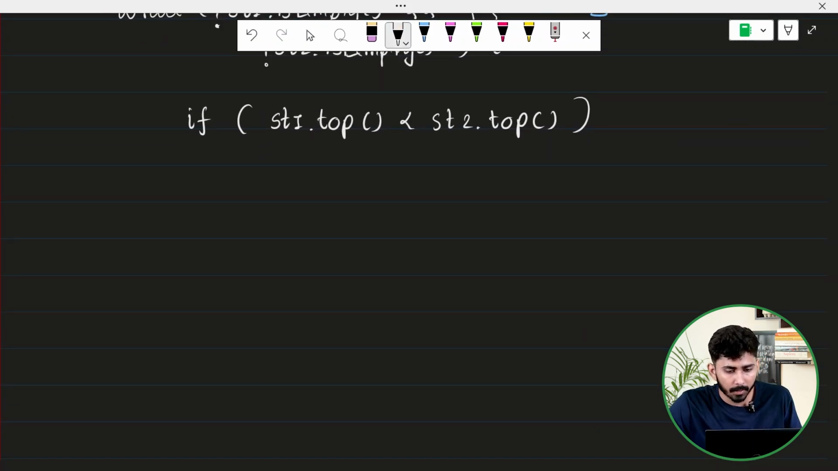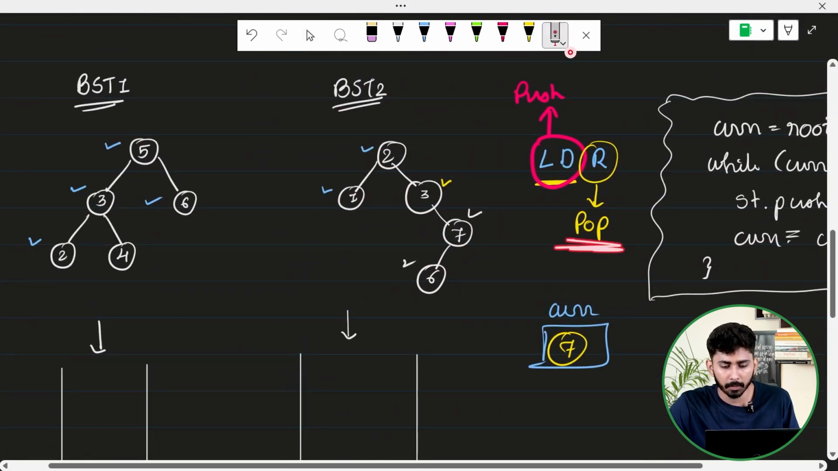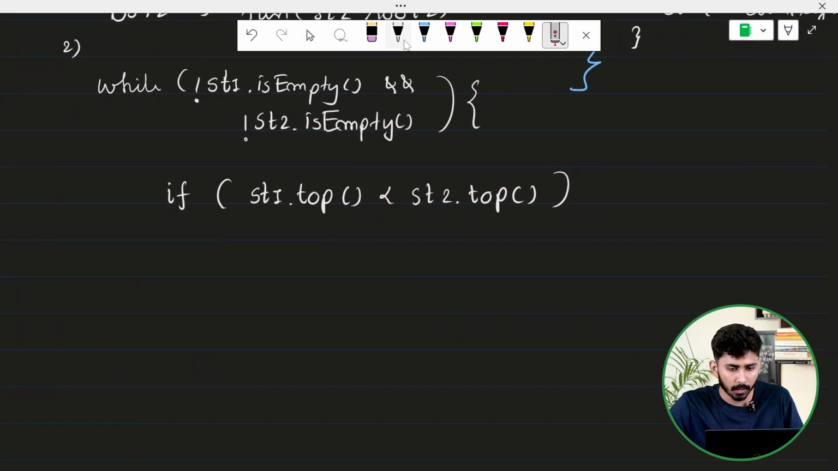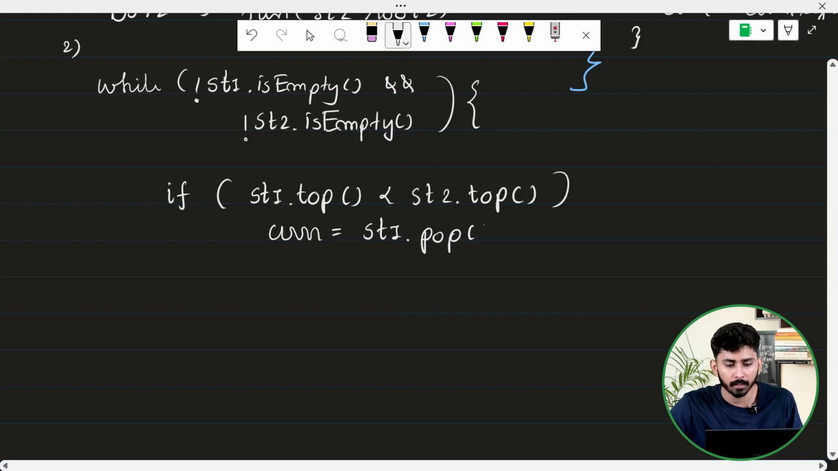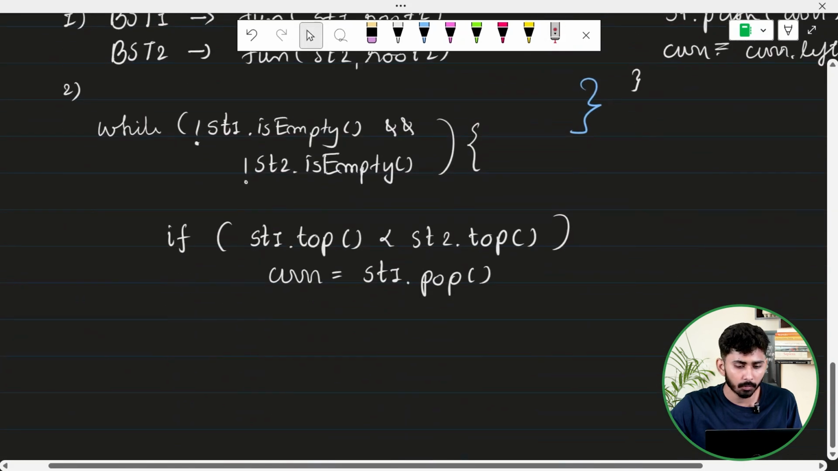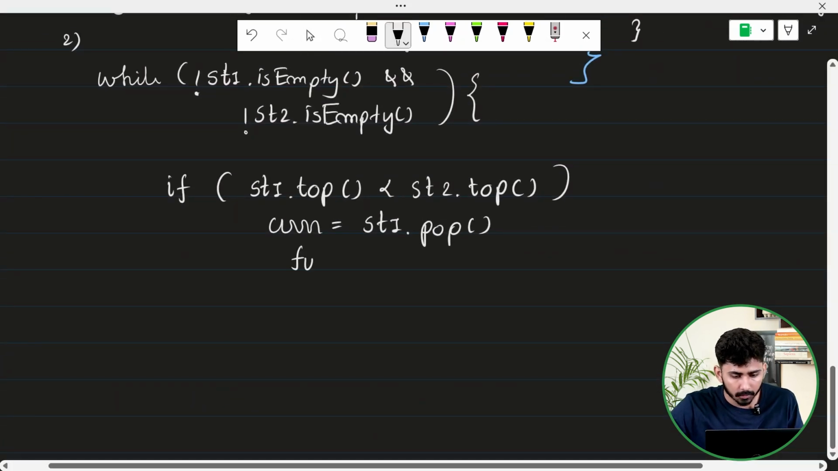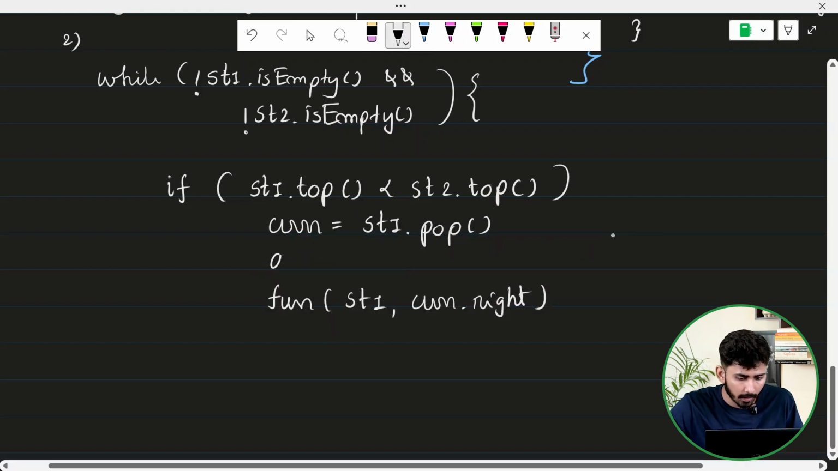So what I will do is remove the element. We know that whenever we remove an element, we keep a current node, right? So I will say current equals st1.pop. I'll remove an element and put it inside my current. Now I have to explore the left and down of the right subtree of this current. So I'll call this function for stack number 1 and for the right subtree of the current. But before that, I am supposed to add this current node inside my answer. So I'll add answer.add(current.data).